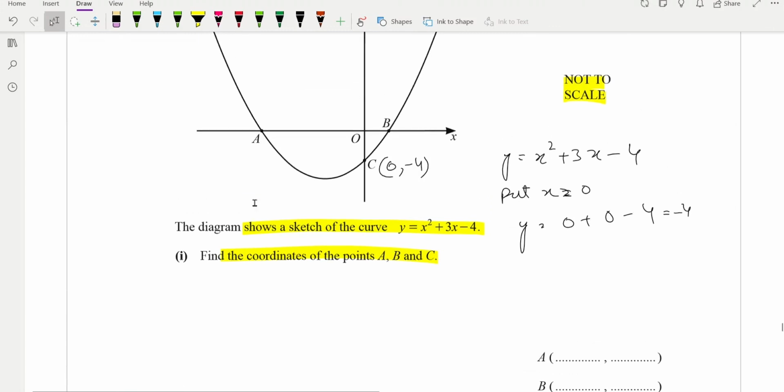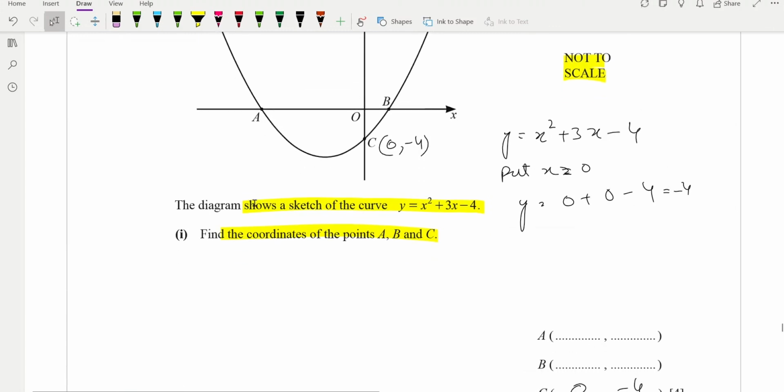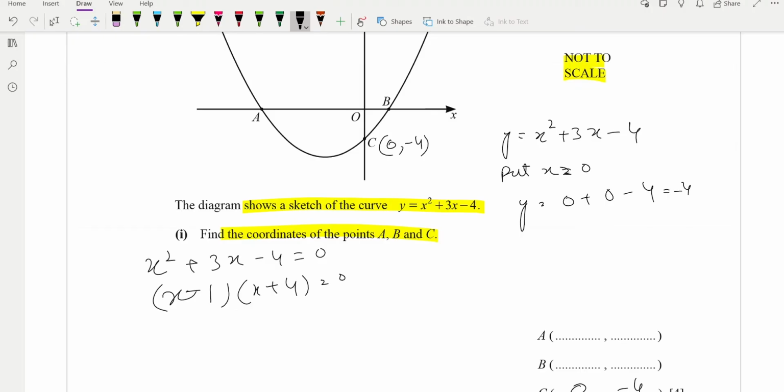Now we need A and B coordinates, and for that we know that on the x-axis y will be equal to 0. So our equation will be x square plus 3x minus 4 is equal to 0, and we can solve this quadratic equation. The factors will be x minus 1 and x plus 4 equal to 0. This implies x minus 1 equal to 0 or x plus 4 equal to 0. This implies x is equal to 1 or x is equal to minus 4.